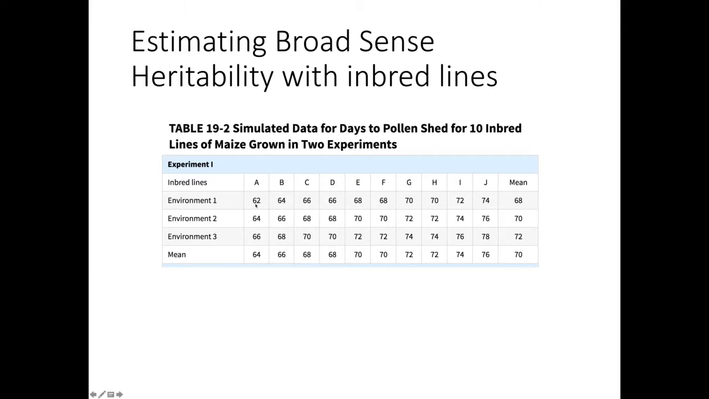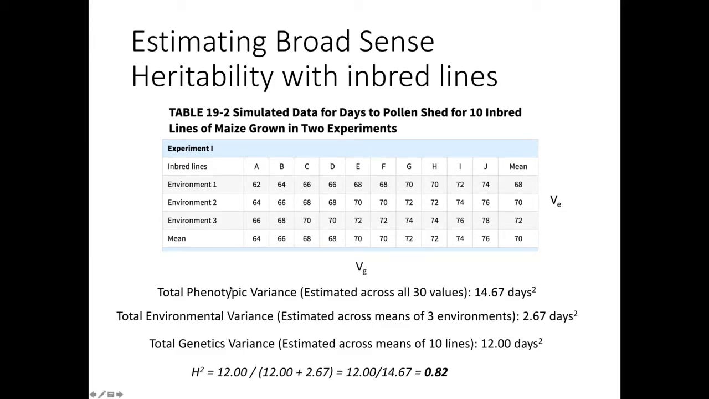But one can see that across the different environments, you see some variation due to environmental variation. So the differences across the environment, 62, 64, 66, or 70, 70, 72, and 74, that's due to environmental variation. But if you take the average of those lines across all those environments, this is due to the genetic differences between these inbred lines.